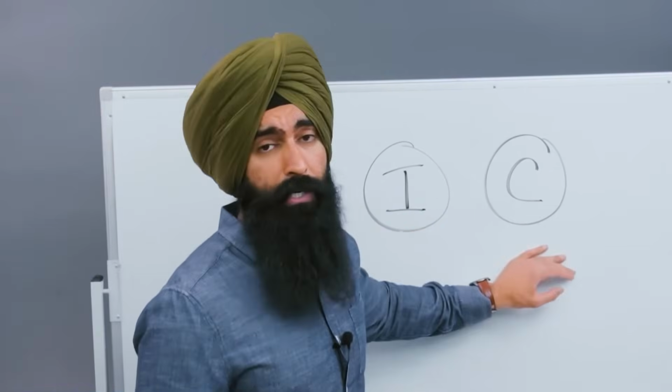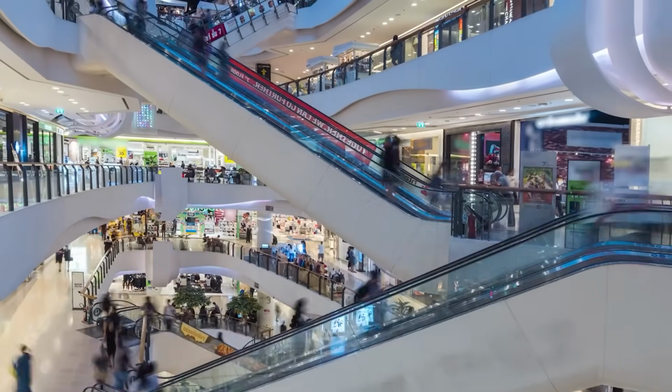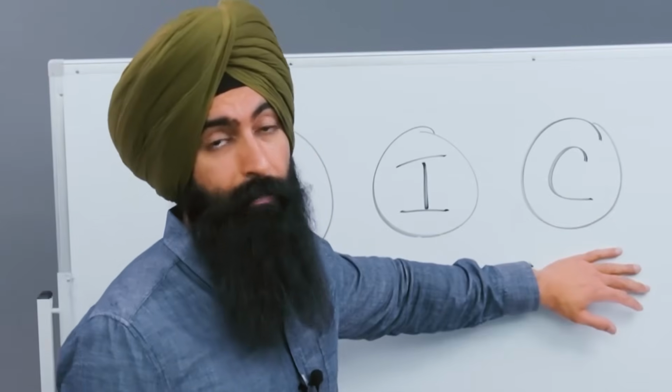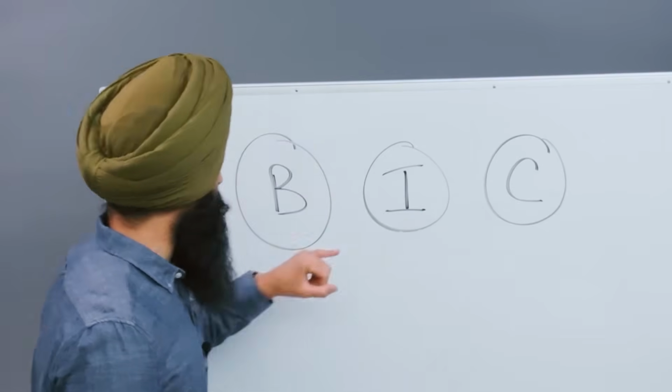Now, every single person is a consumer. Rich people, middle class people, poor people, everybody's a consumer because everybody's got to eat. Everybody needs clothes, everybody needs a home. So everybody buys things, that means everybody's a consumer. But most people are not investors or business owners.